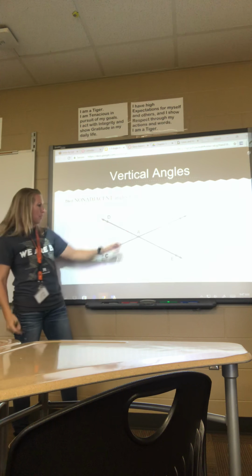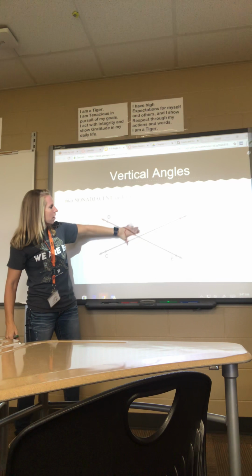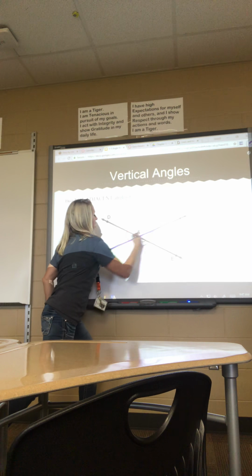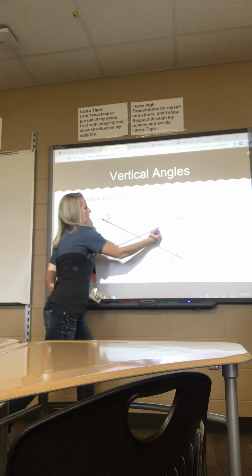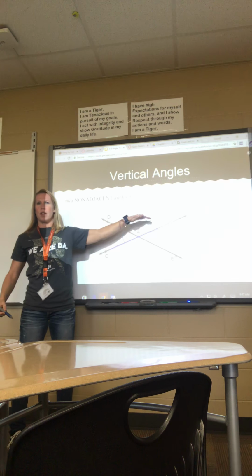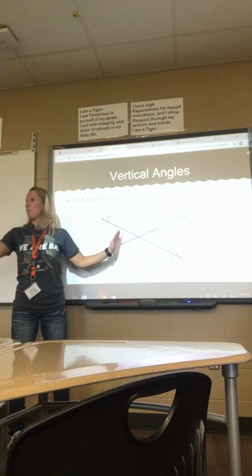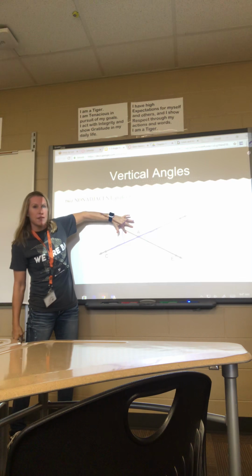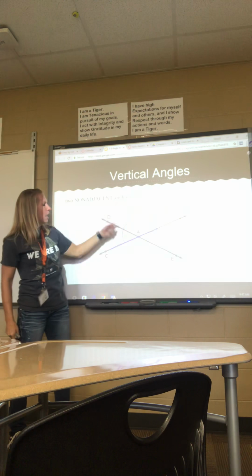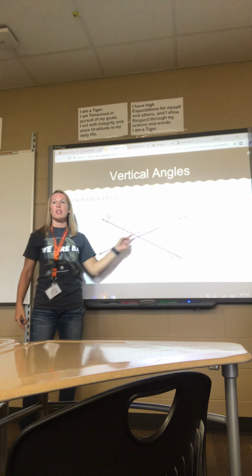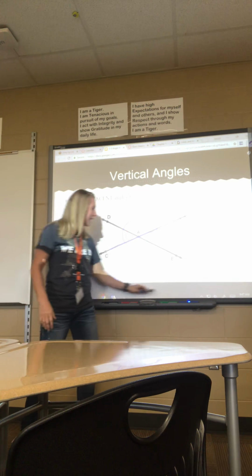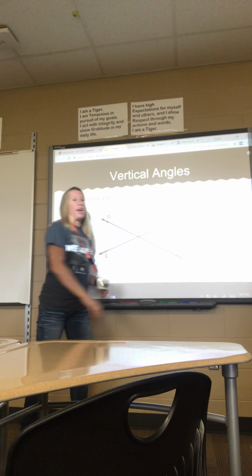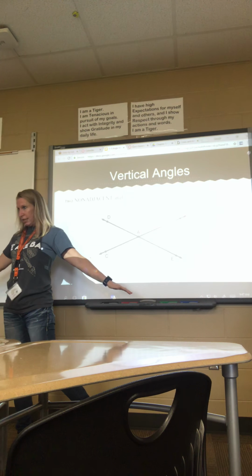Now I want you to notice something. Vertical angles are directly across from each other. Look at these two angles. What kind of an angle are those two? Starts with an L. Linear. Linear pair. Do you guys see that these two are a linear pair? So what would these two always have to add up to? 180. We're going to learn that vertical angles are congruent. They equal each other.